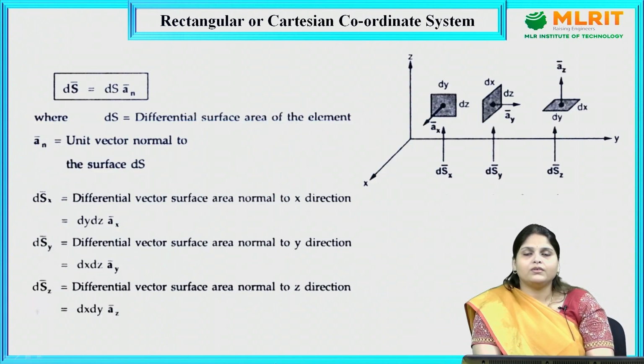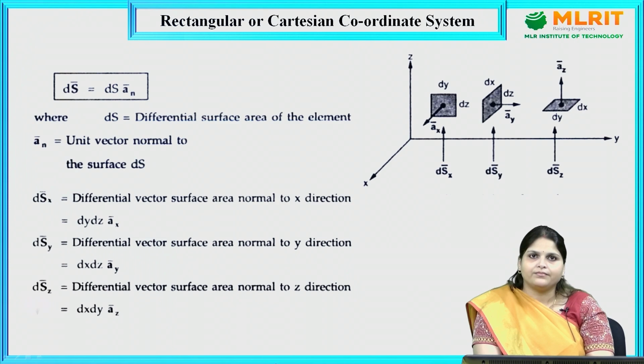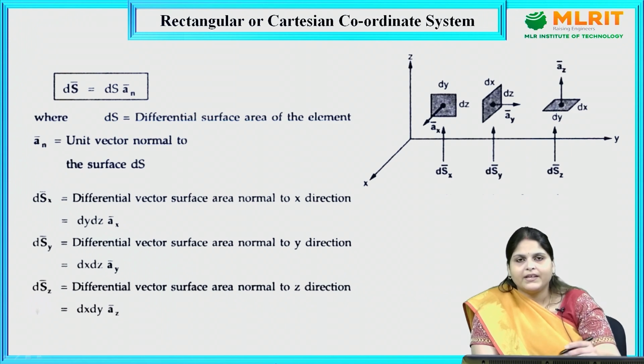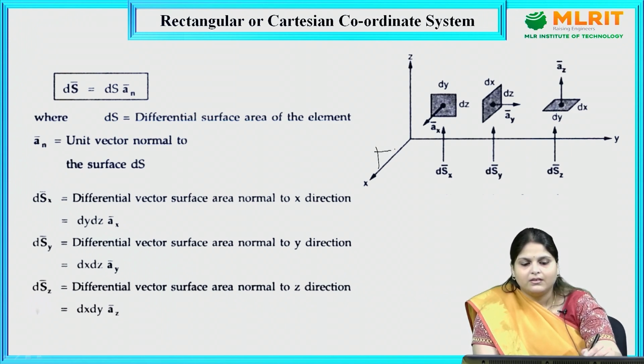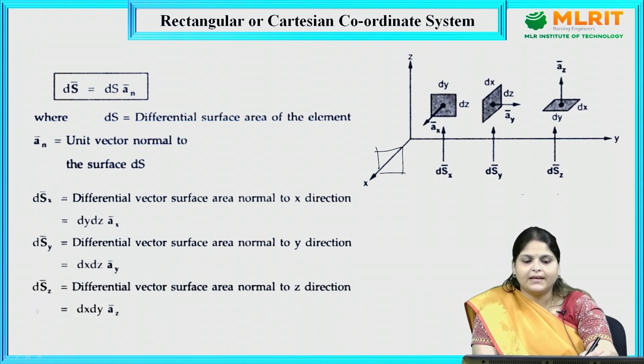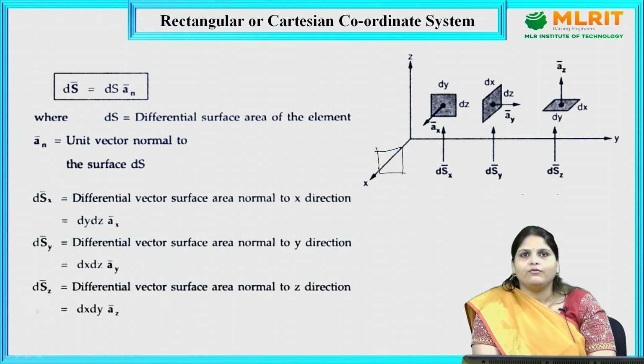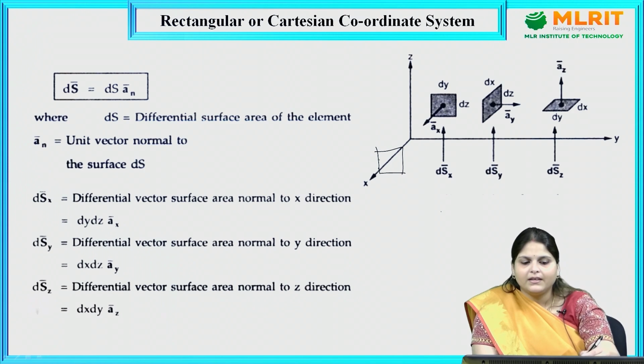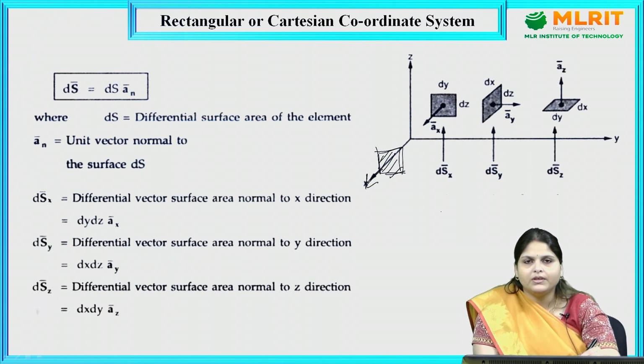Now, we will talk about differential surface area. We have surface, so obviously there would be surface area, and we know in a particular direction we have variation in two different directions. For example, if I take x constant surface, there would be variation in z axis and y direction, right? And if we talk about this particular surface, this surface is in yz plane, but it is normal to x axis.